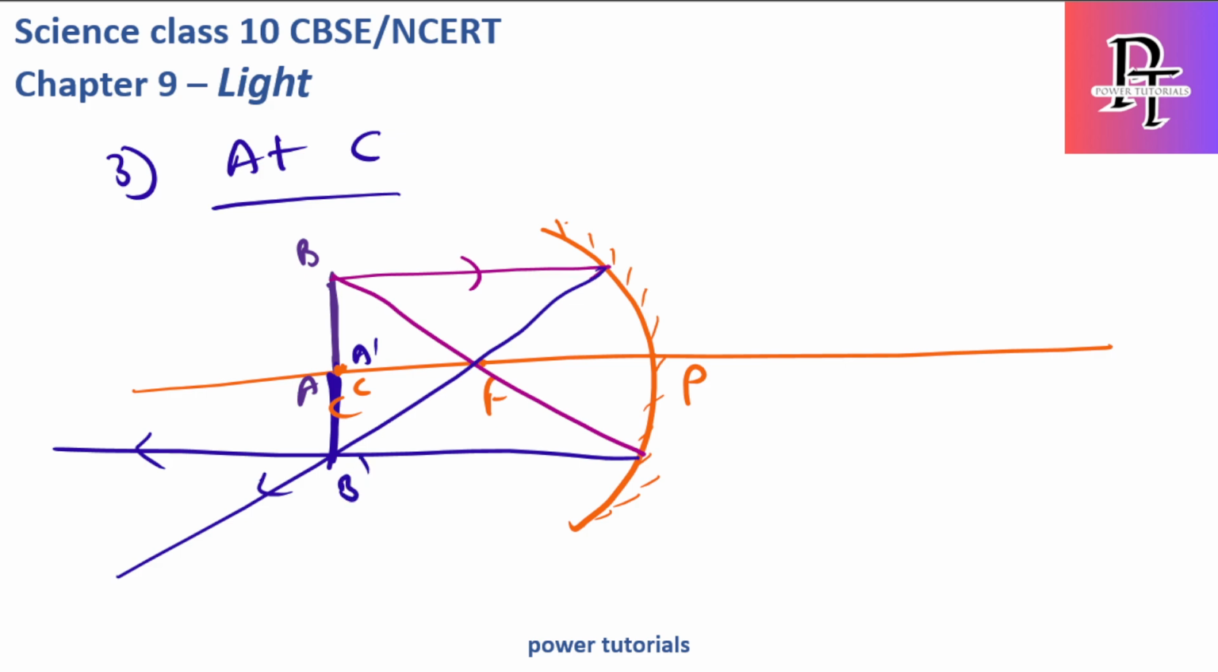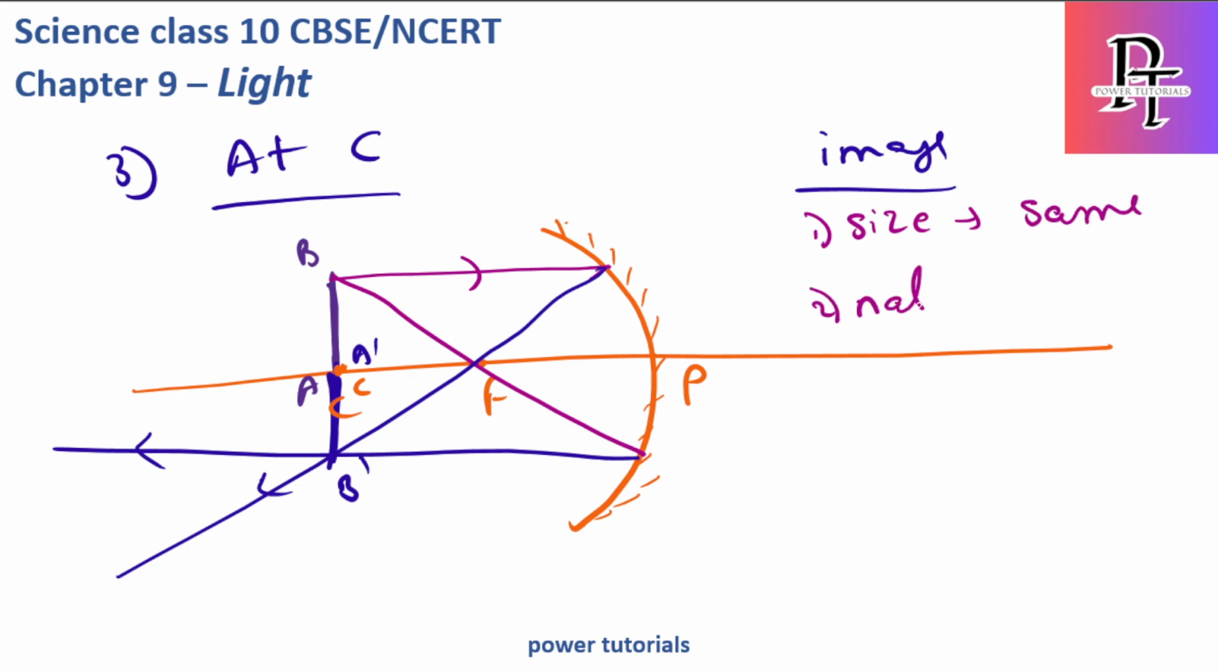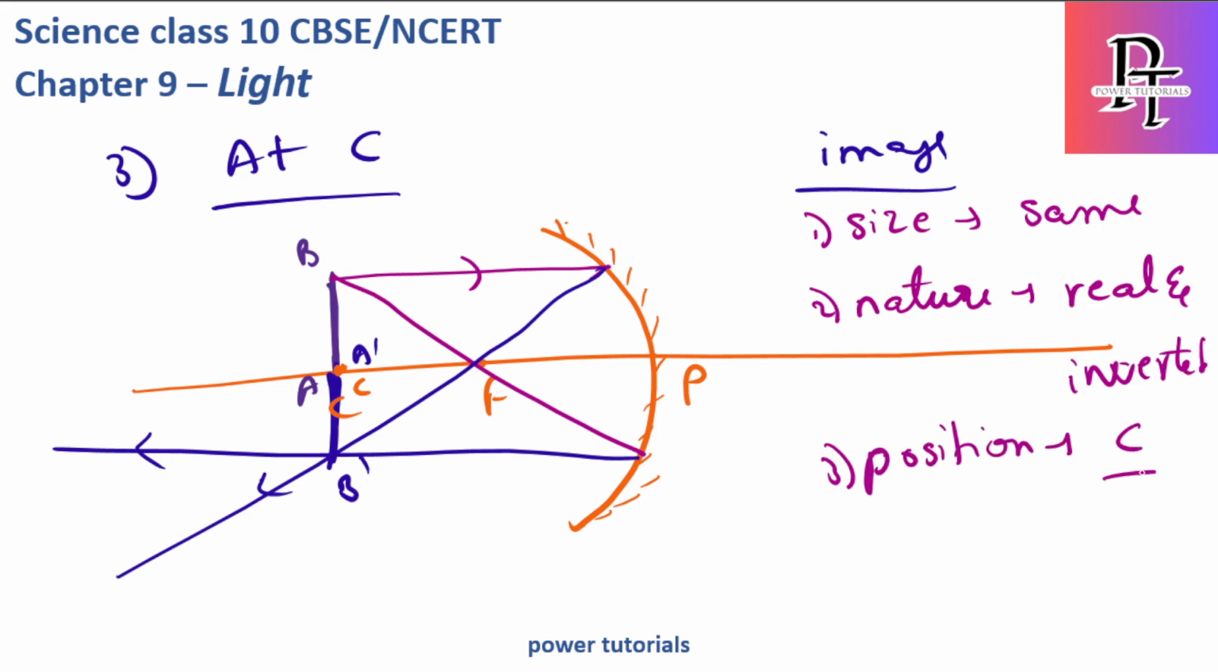You have to draw this with a scale and pencil, that will be much better, but as of now I'll just write the image properties: size, nature and position. First, size. If you notice at this point, the size will be exactly the same as that of the object. And then what about nature? Same as previous, which is real and inverted. Size and nature are done. What about position? Where is it formed? It is formed exactly at C, but inverted. Okay, let's move to the fourth point.